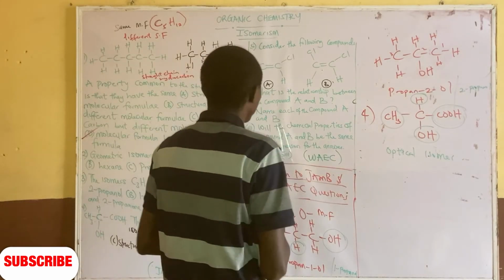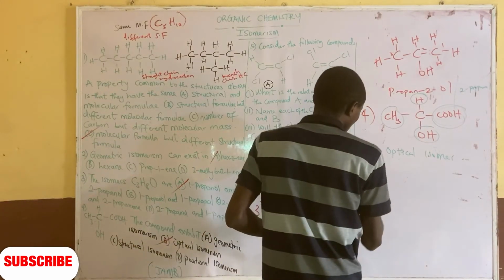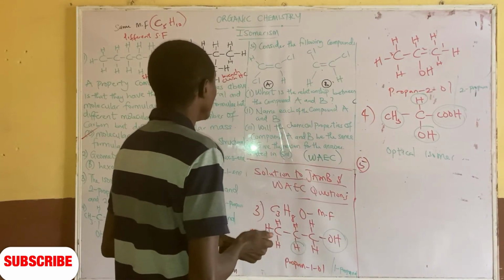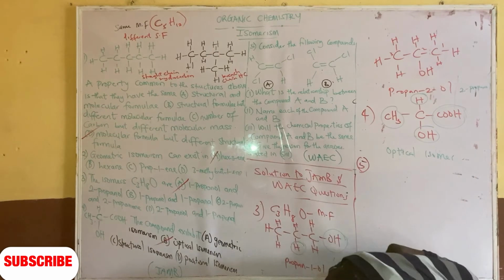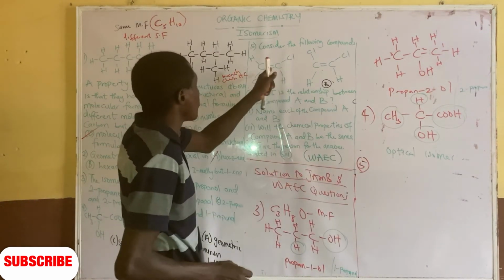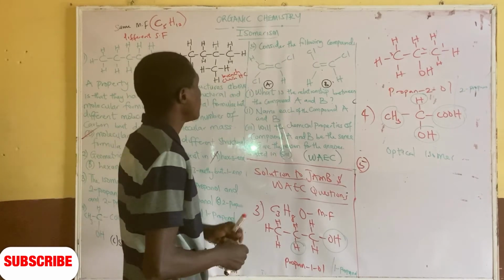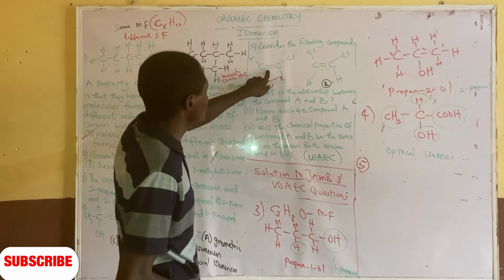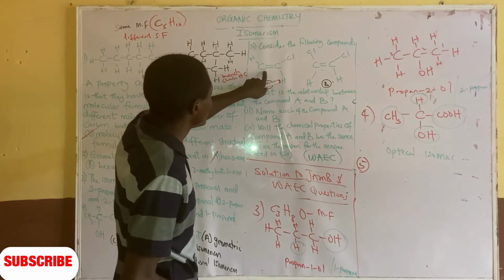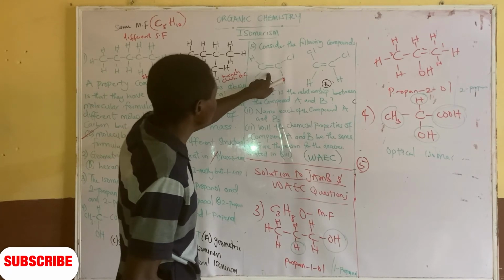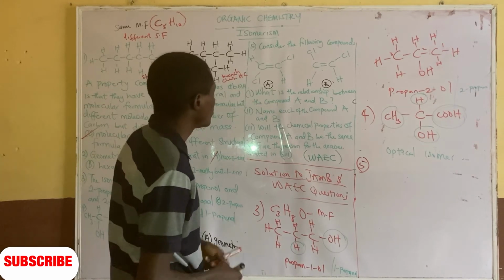This is a WAEC question. Consider question number 5 now. Question number 5. Consider the following compound. Now look at compound A. We have already talked about that today. The first compound given to us under question number 5 is this.